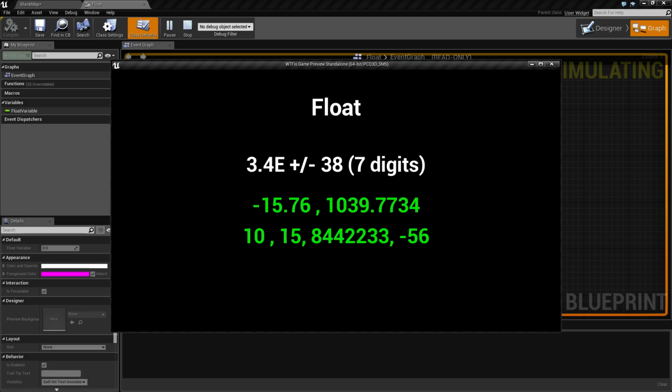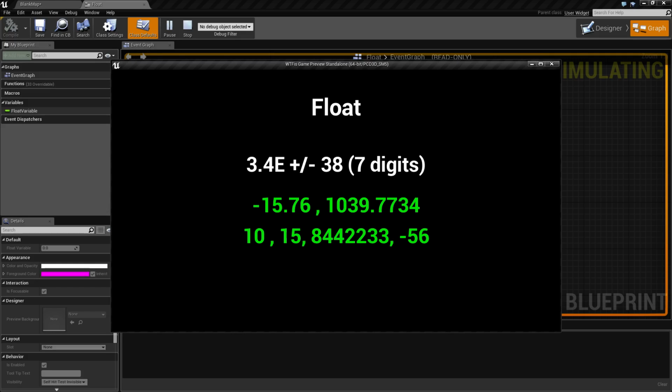They can hold a value in scientific notation of approximately 3.4 to the power of 38 with 7 digits of decimal precision. If you're looking to store a number that uses a decimal place, like trying to divide 5 and get an accurate result of 2.5, or any other value that has a decimal, then a float is what you're looking for.